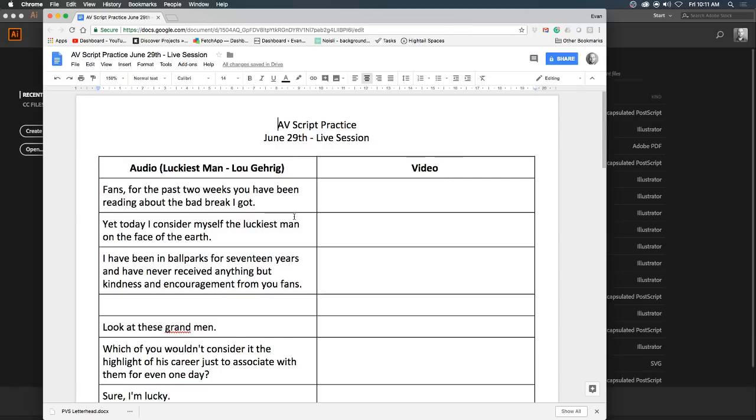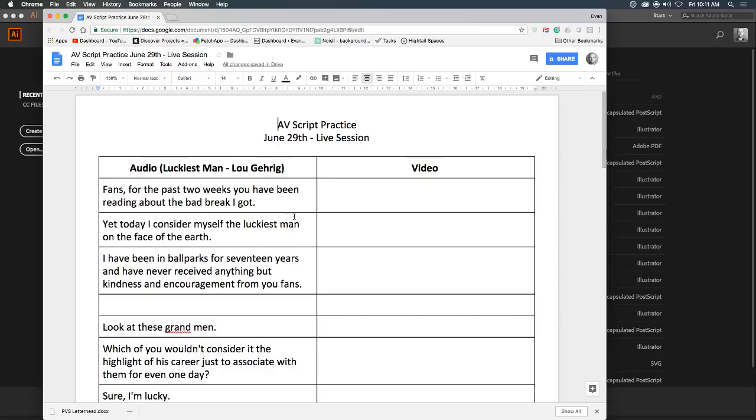All right, so we're going to get into this script. We're going to talk a little bit about AV scripting, and I think Paul, you might recognize what script this is. This is Luckiest Man, the speech given by Lou Gehrig when he retired. Lou Gehrig was a baseball player who famously had, I think, ALS is his disease, Lou Gehrig's disease. They named it after him. And he gave this very impassioned speech on the ball diamond.